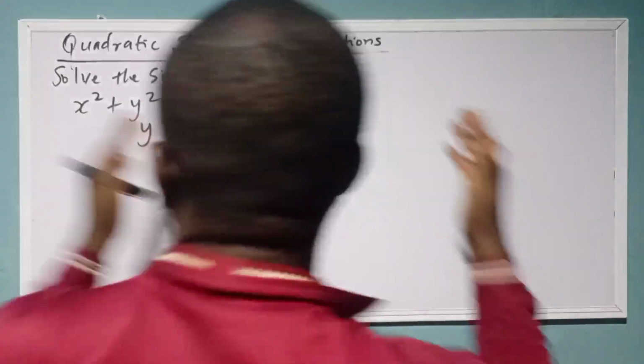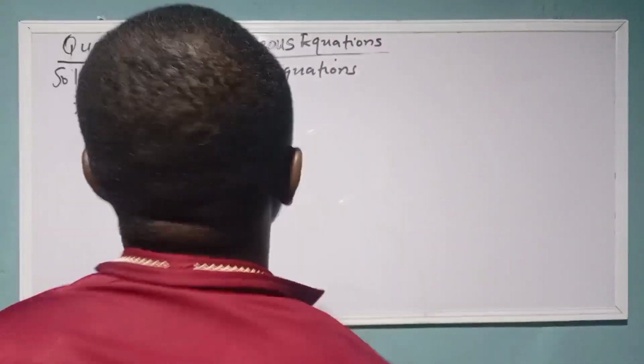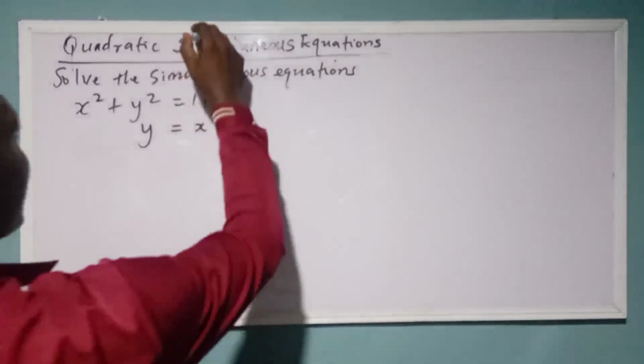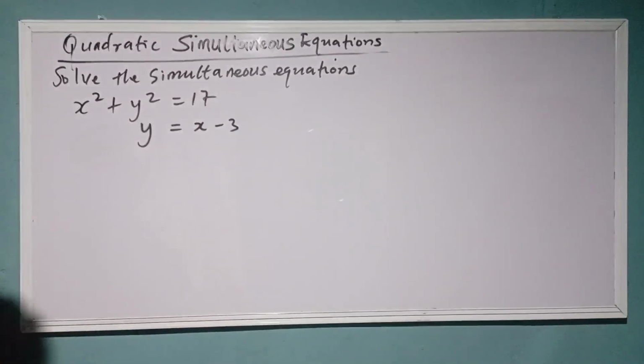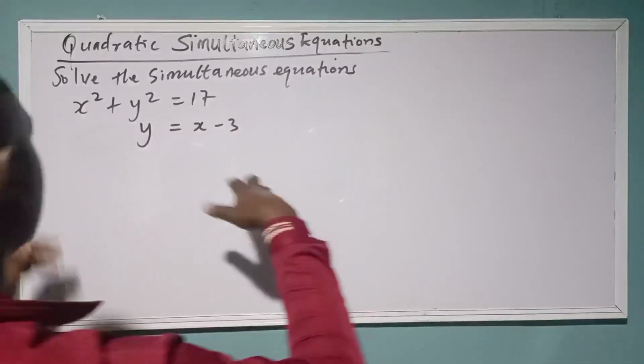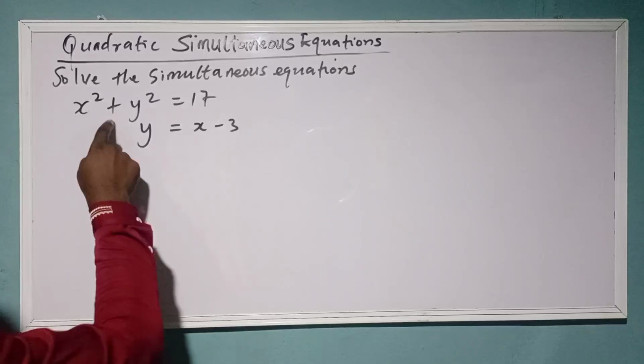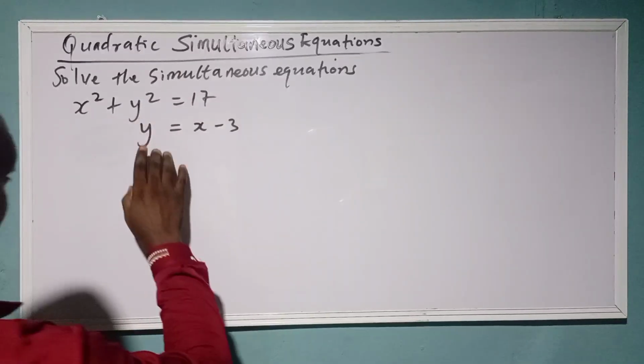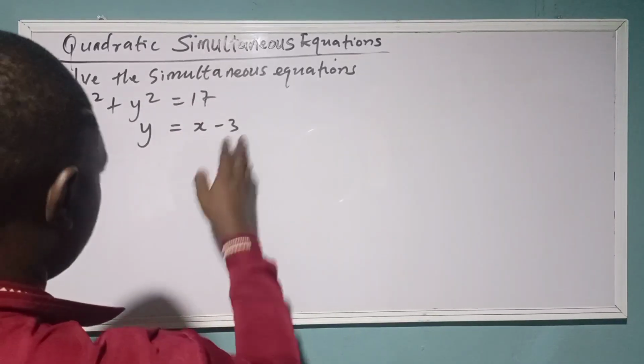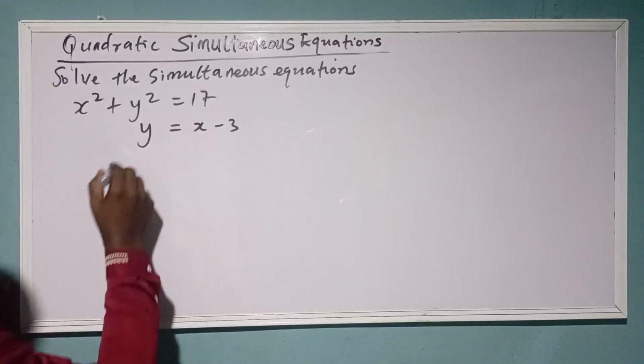Come with me, let me teach you quadratic simultaneous equations. Alright, this question says we should solve the simultaneous equations quadratically. So for x squared plus y squared is equal to 17, then y is equal to x minus 3. Alright, solution.